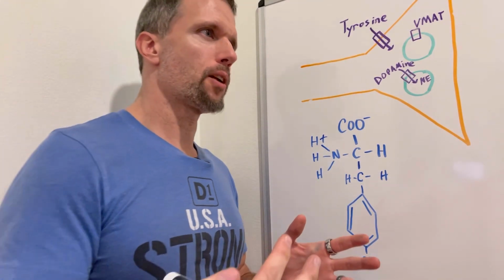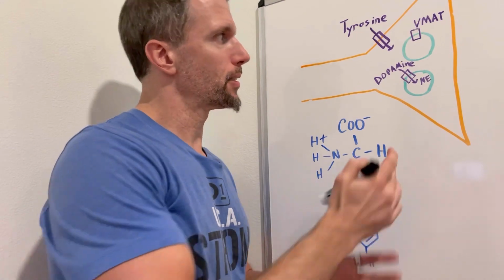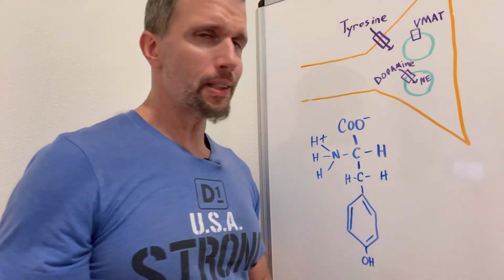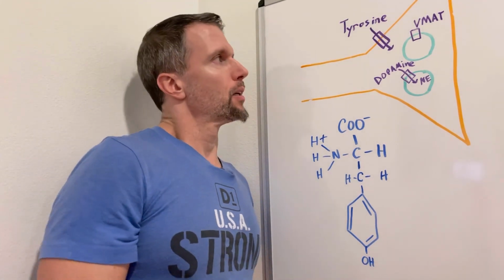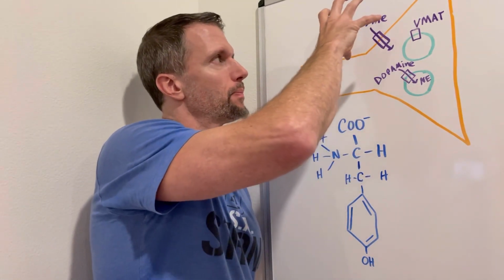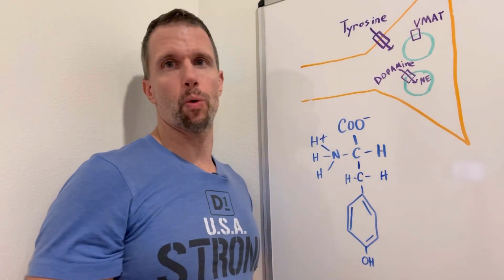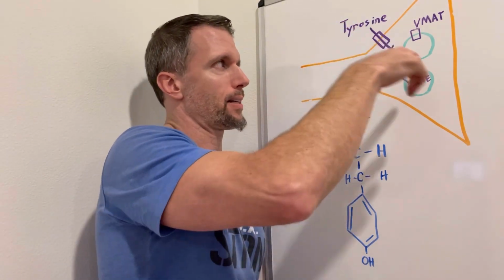If we follow these dopaminergic neurons to where they're released, the axon goes down and you have the axon terminal, and that's where all this synthesis happens. So tyrosine comes from outside the cell, and there's a tyrosine transporter that will allow it into the axon terminal.